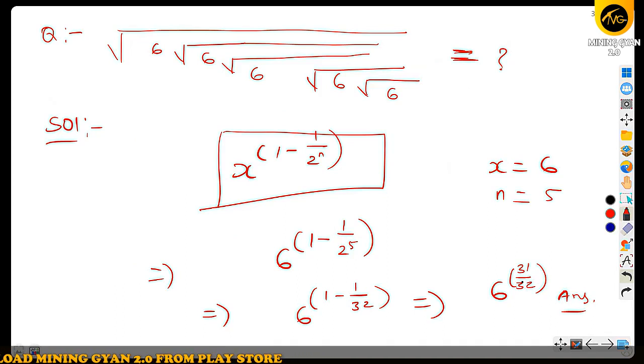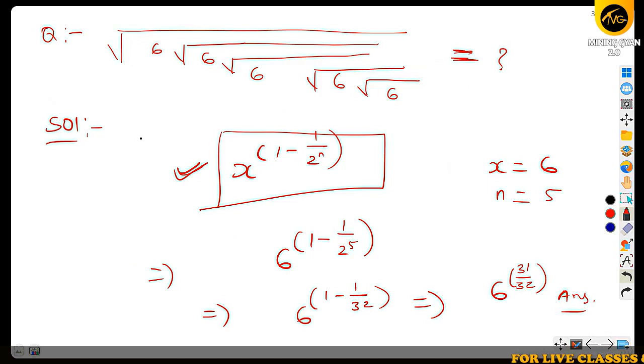This is the answer. So we have to remember this formula to find the answer in this type of question. And always remember, there is no series to infinity. That means we have to use this formula to find the answer. Right? Is it clear? X power 1 minus 1 divided by 2 to the power n.